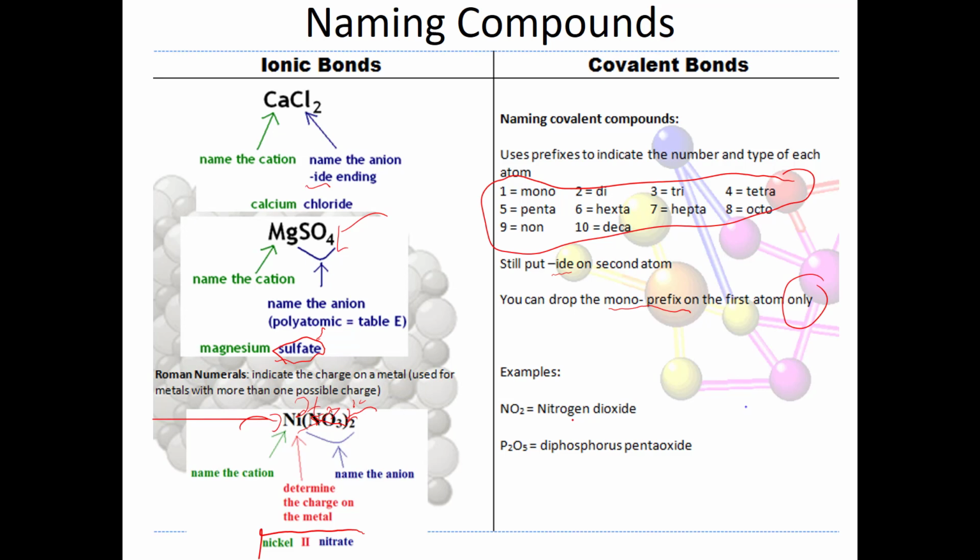So for example, we have nitrogen dioxide. Nitrogen, I have only 1. Di means 2 oxygens. Diphosphorus pentaoxide: 2 phosphorus, so P2. Pentaoxide, oxygen, penta meaning 5, so I have 5 oxygens.